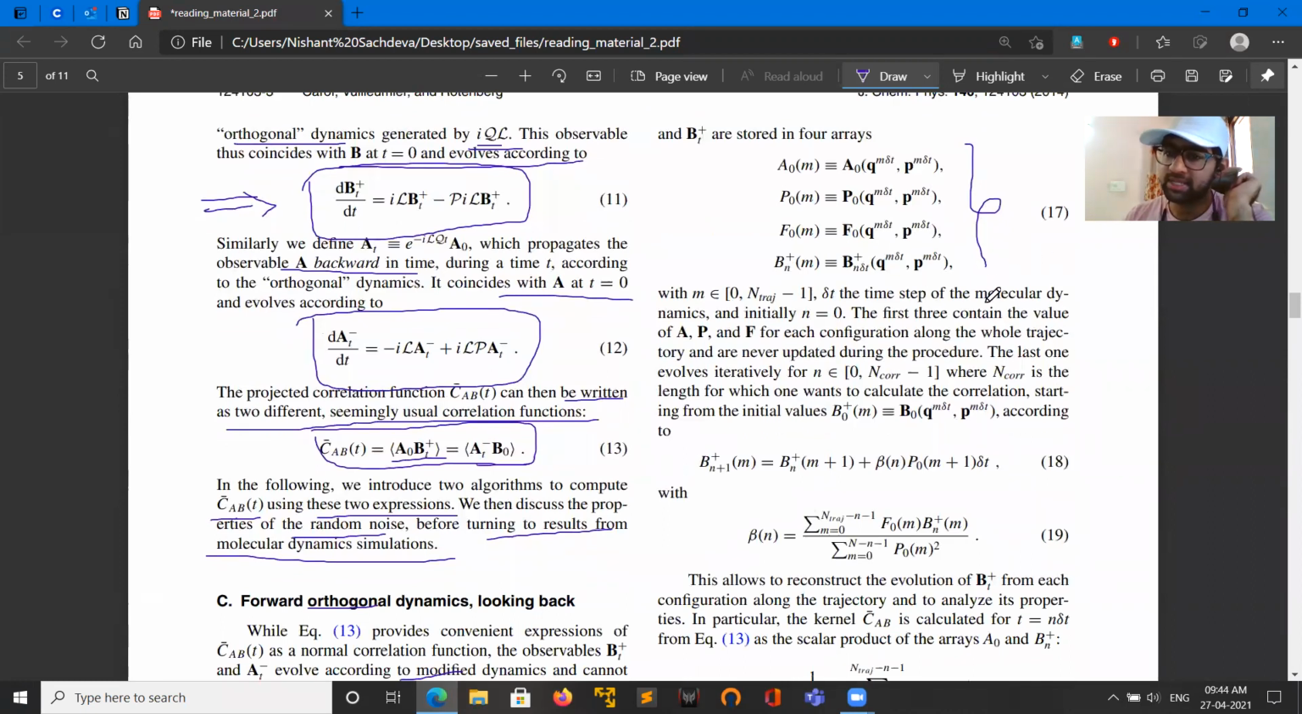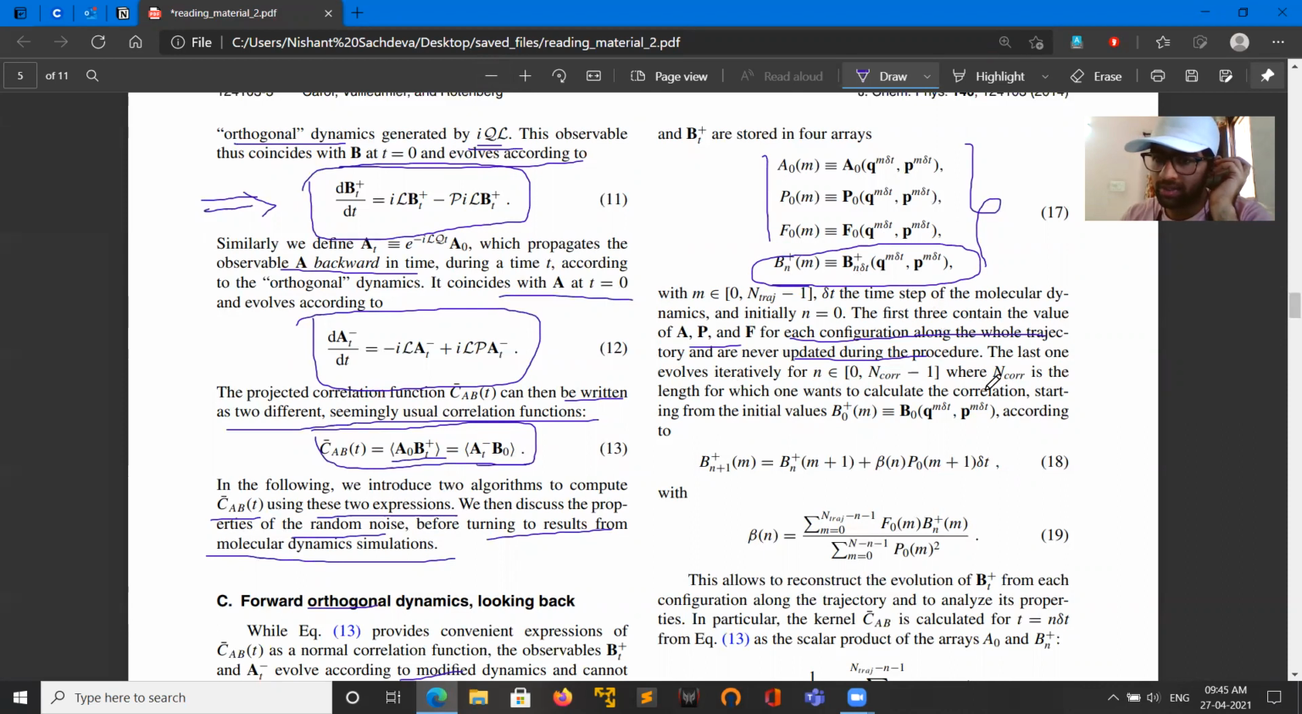Now delta T is the time step of the molecular dynamics. So not every time step is 1 second. Sometimes the time step has to be shorter so that we can actually capture what's happening. The first three contain the value of A, P and F for each configuration along the whole trajectory and are never updated during the procedure. The last one, this guy here, evolves iteratively for n belonging to each and every configuration. So one by one it evolves.